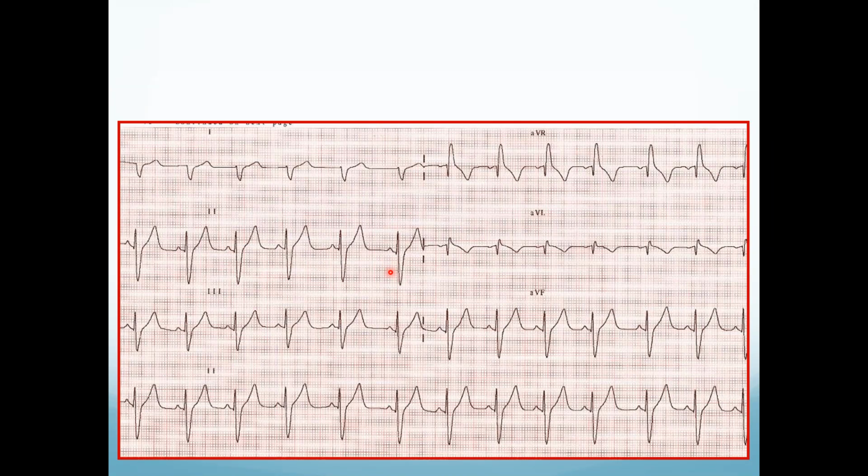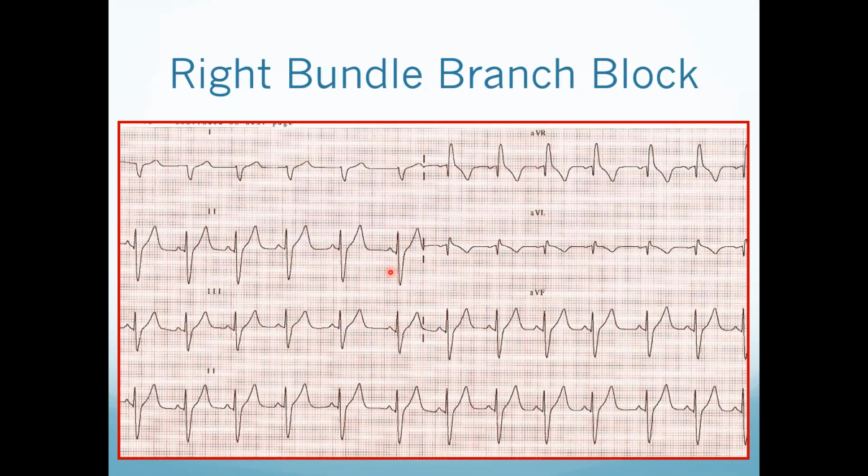Okay, so this is an example of right bundle branch block. Again, because the overall rhythm is sinus, when you listen to this patient, you're not going to hear an abnormality. They're going to sound completely normal. So this is really something that you're only going to see on ECG. You're not going to identify it on physical exam.